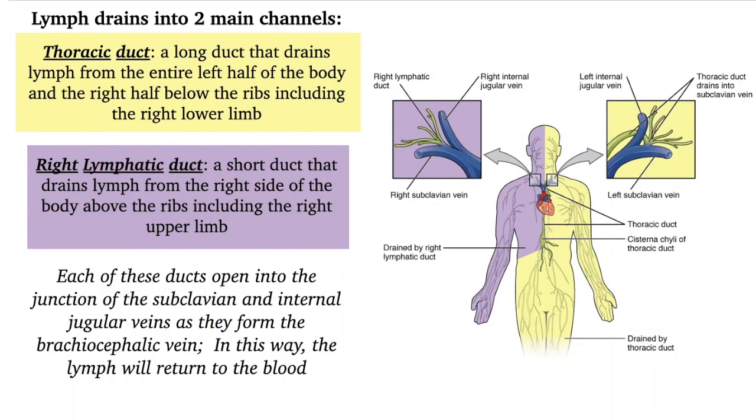So near the right subclavian vein, you have the right lymphatic duct. This is going to be a short duct that's going to drain the lymph from the right side of the body above the ribs and the right upper arm. So it's only going to be that quarter of the body, while the thoracic duct, or the left lymphatic duct, is going to be dealing with the other three quarters. This is going to be draining lymph from the entire left half of the body and the right lower half, including below the ribs and the right lower limb. Now, each of these ducts is going to open into a junction of the subclavian and internal jugular veins. The jugular veins are also in the neck, near the carotid arteries.